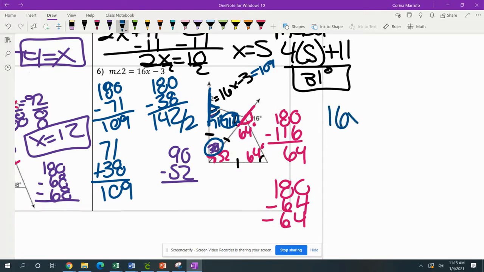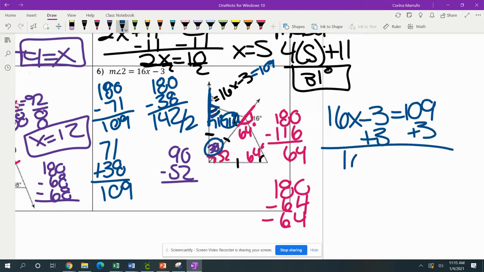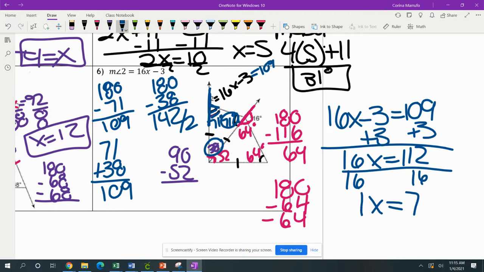Okay, so last, we're still trying to solve for x. We know angle 2 is 16x minus 3, and it is equal to 109. So we add the 3 on both sides. We get 16x equals 112. We divide by 16, and we get x equals 7. That's it. We're just looking for x on these problems.